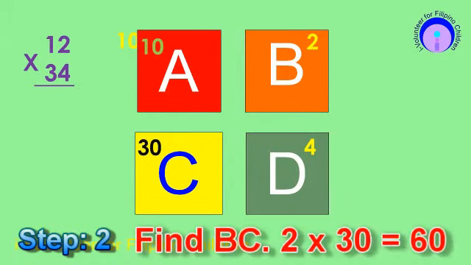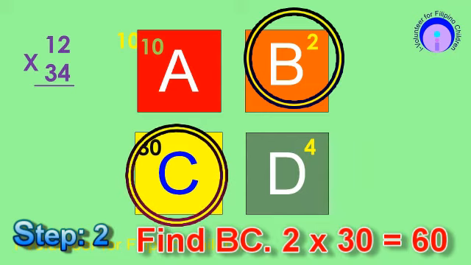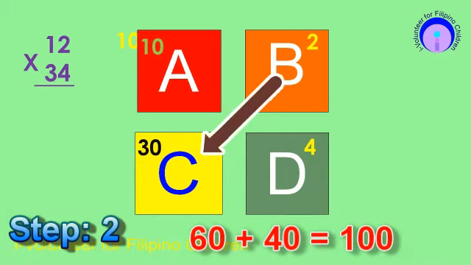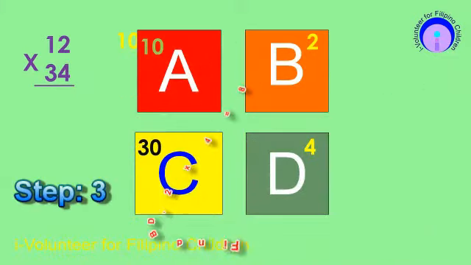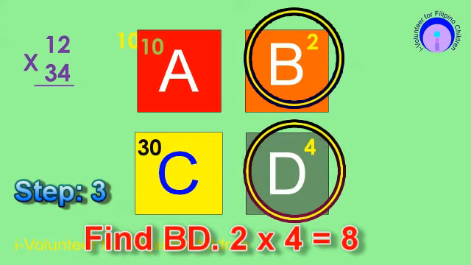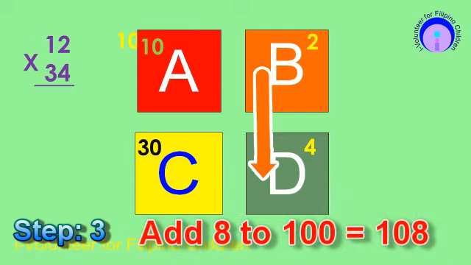Step 2, find BC. 2 times 30 is equal to 60. 60 will be added to 40 to become 100. Step 3, find BD. 2 times 4 is equal to 8. Now add 8 to the previous answer.